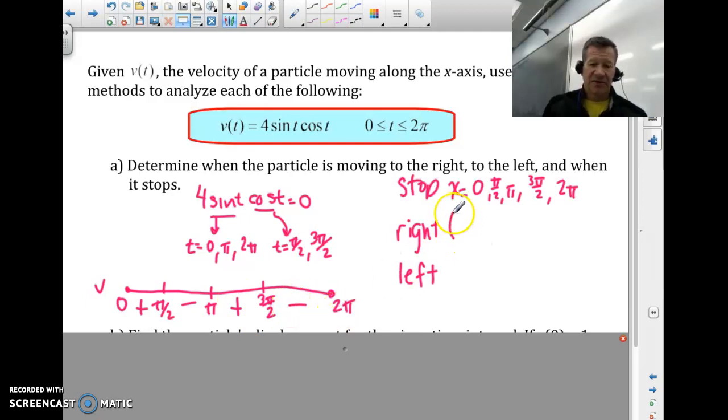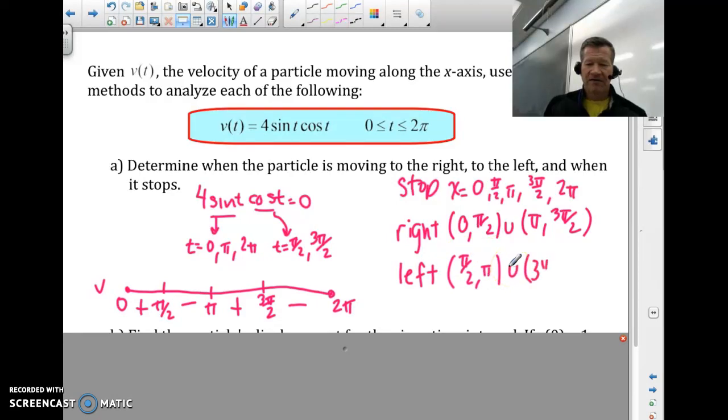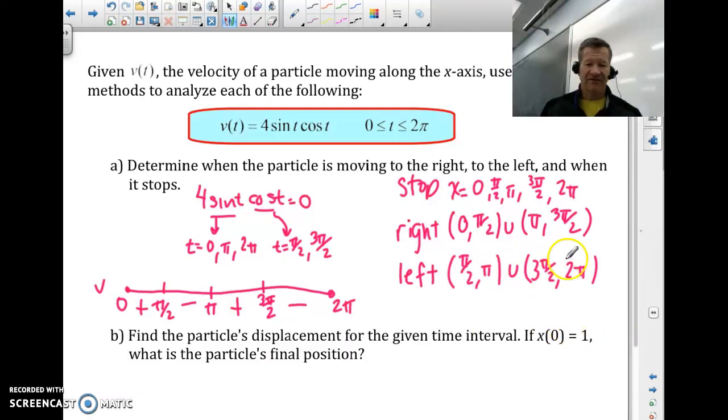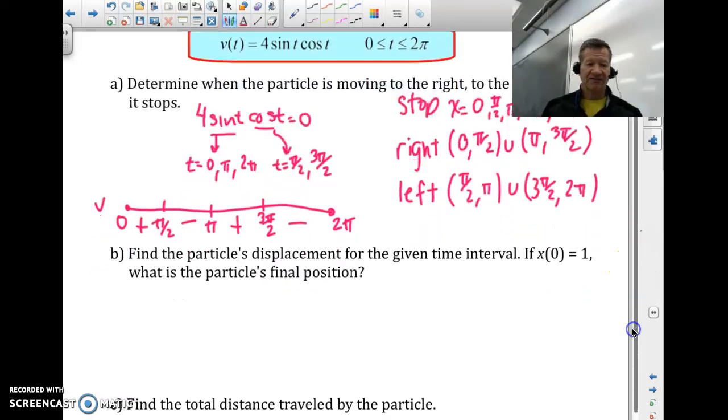So it's going to move to the right where velocity is positive, from 0 to pi over 2, and then from pi to 3 pi over 2. It will move left whenever the velocity is negative, and that would be from pi over 2 to pi, as well as from 3 pi over 2 to 2 pi. If we ask for justification, make sure you tell that we know this because the velocity is positive and negative respectively.